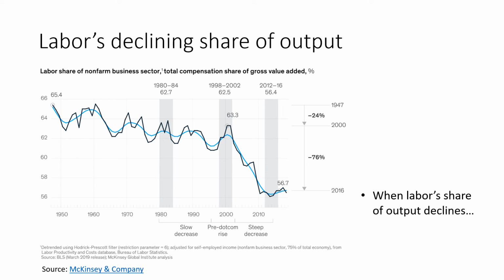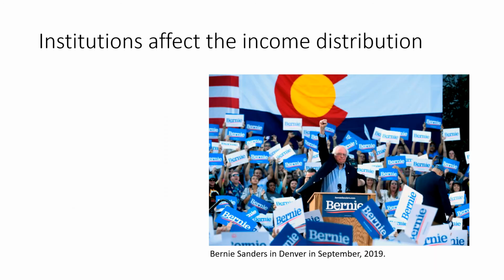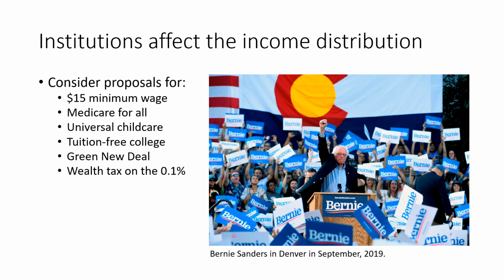So when labor's share of output declines, of course, it means capital's share of output grows, and that helps explain the fact that wages have stagnated. That's related to the fact that some capitalists are phenomenally wealthy in 2020. Institutions affect the income distribution.